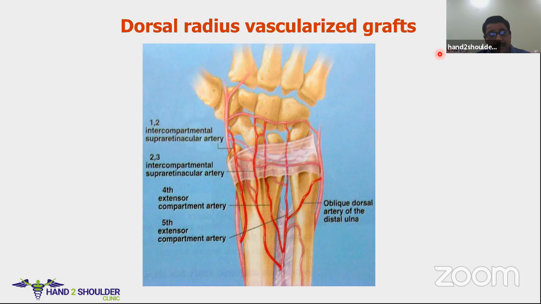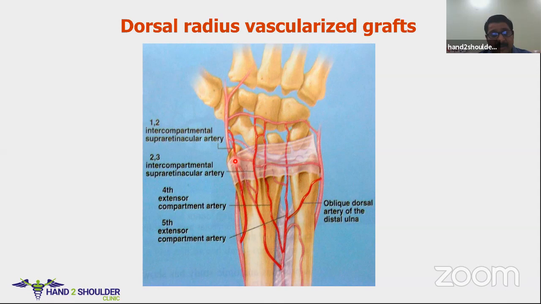If you see this anatomy, these are the small arteries. This is the main radial artery. This is the main ulnar artery. And this is a small vasculature which is around the wrist. So our graft is based on the 1-2 intercompartmental supraretinacular artery, which is arising from the radial artery going up to the dorsal part of the radial styloid. We take a graft from here.